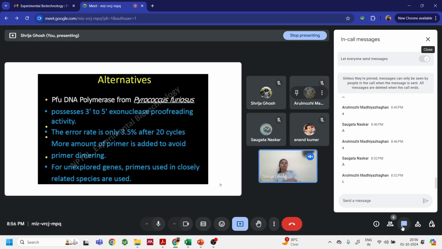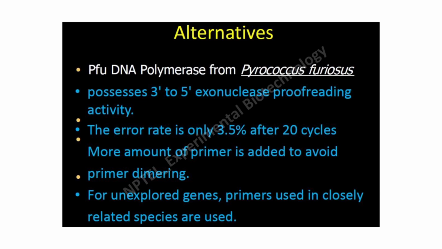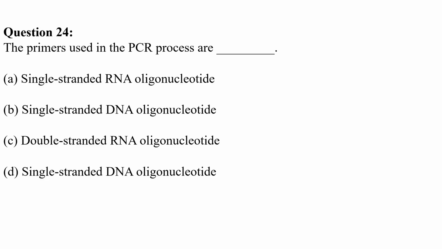So in Taq polymerase we had the error rate of 33%, whereas in PFU we have the error rate of only 3.5%. So it is going to give us a more accurate amplified product. Chances of having an error in the amplified product is lowered when we are using the PFU polymerase.